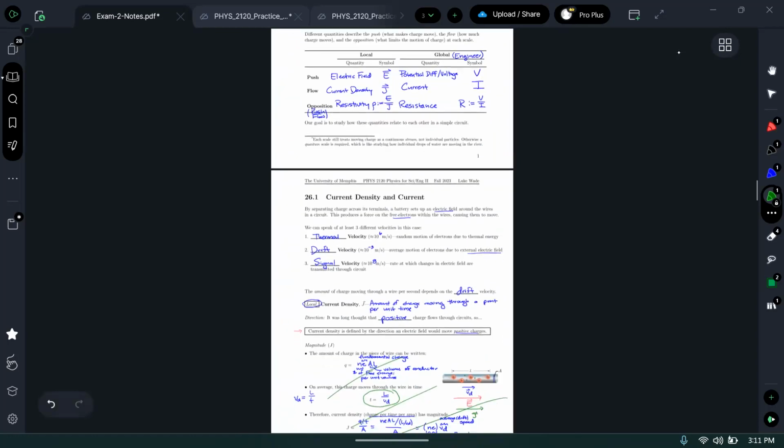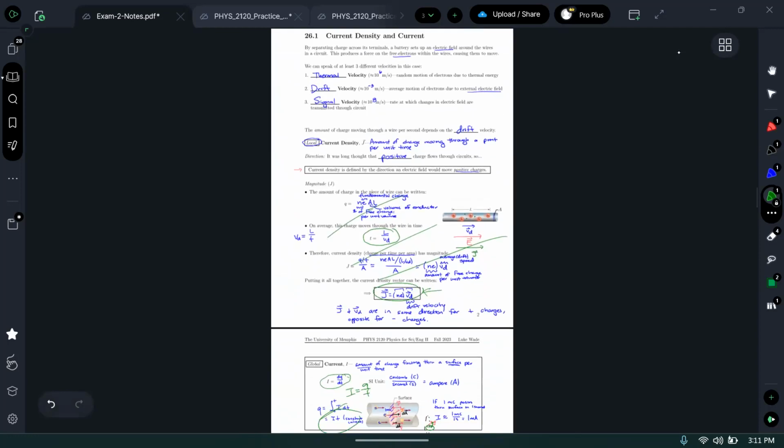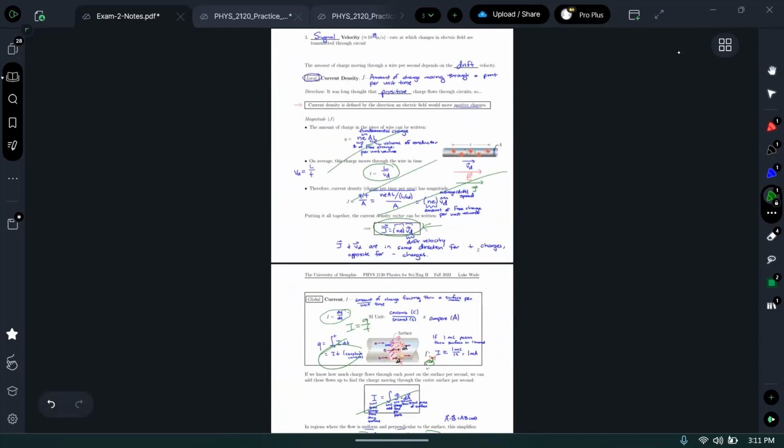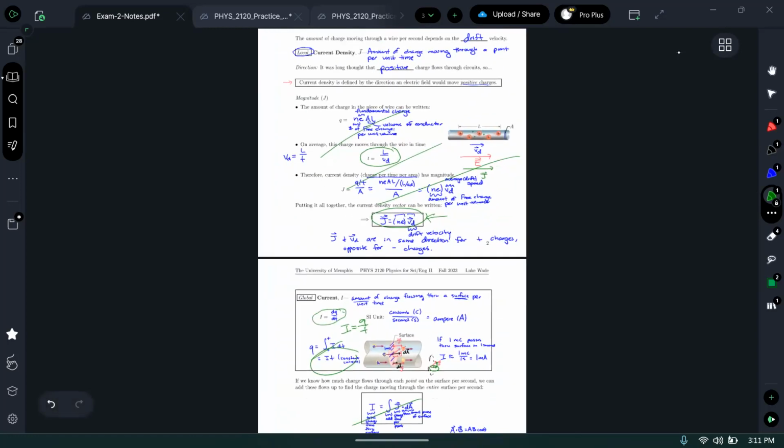Chapter 26, the biggies are the relationship between current density and drift velocity. And can you use that to figure out how long it takes for charge to move through a certain circuit? It's always longer than you'd expect. It's on the order of usually minutes or hours for an electron to actually move through a circuit.